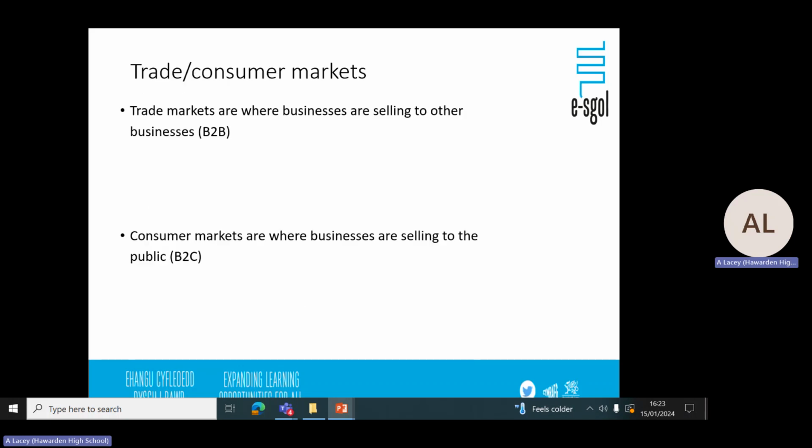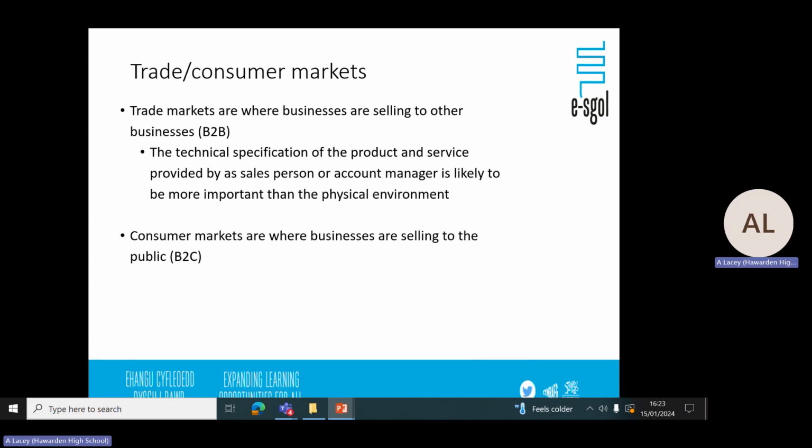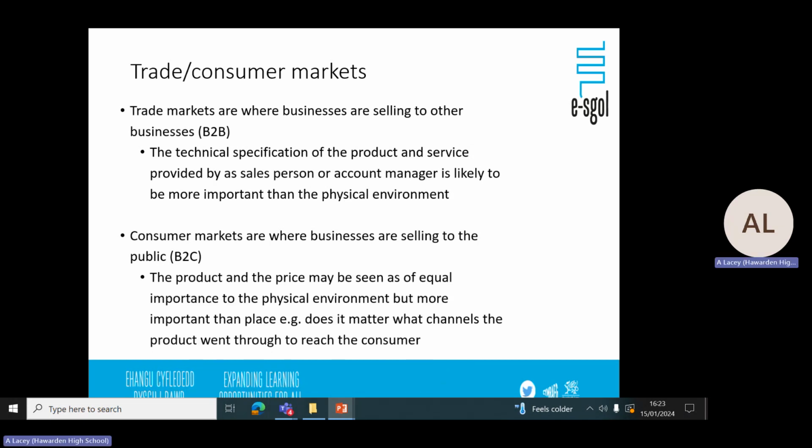You've got your trade and your consumer market. Trade markets are where your business is selling to other businesses, and that's called B2B. This is where the technical specifications of products and the service provided by a salesperson or account manager are likely to be more important than the physical environment. And then you've got consumer markets where businesses are selling to the public, so B2C. This is where the products and the price may be seen as of equal importance to the physical environment. It does matter what channels products go through to reach the consumer.